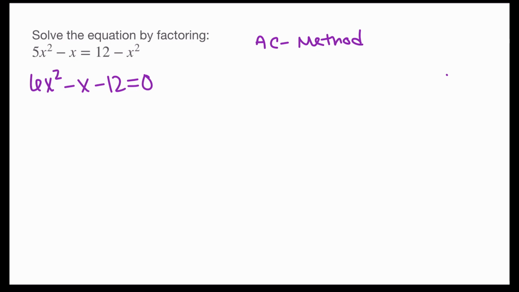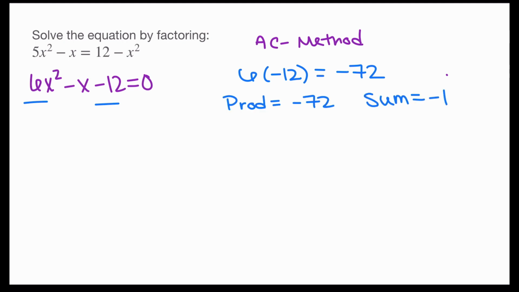And how that method works is you take the first number times the last number. 6 times negative 12 is negative 72. I think that's why it's called the AC method, because you're taking the A times the C. Okay, and so then we want to find two things with a product of negative 72 and a sum of the middle coefficient, which in this case is negative 1.